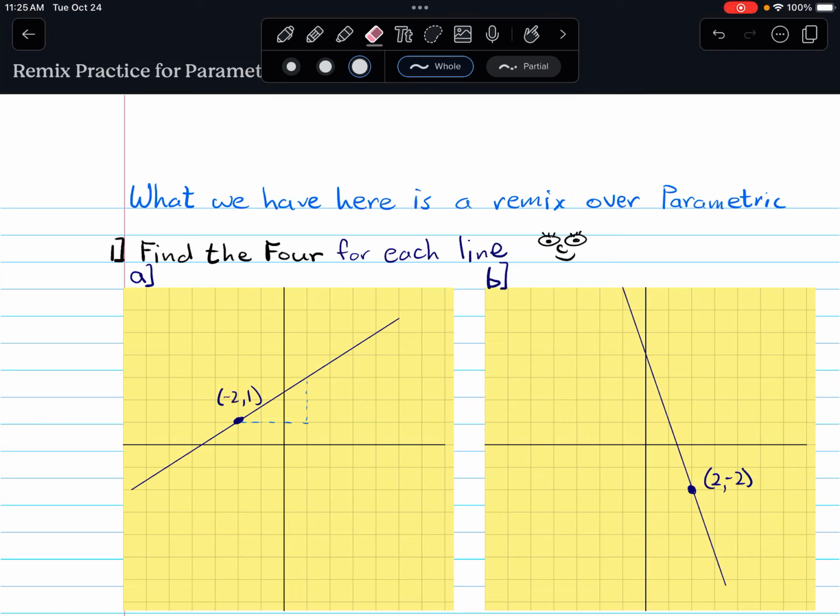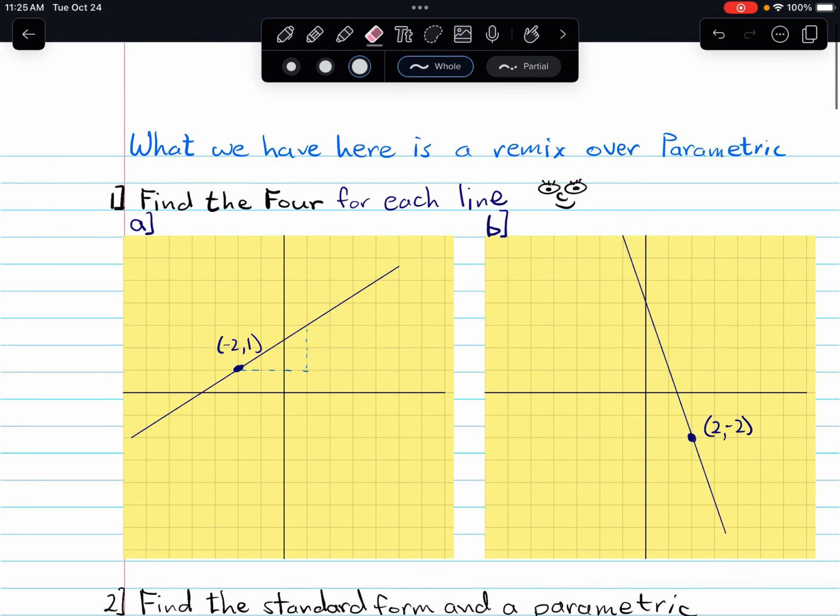So we've got this study guide to get us ready for the test. And remember, this test is over being able to represent lines, circles, and ellipses in parametric form as well as in standard form. So we start off with lines. And so let's look at the approach.